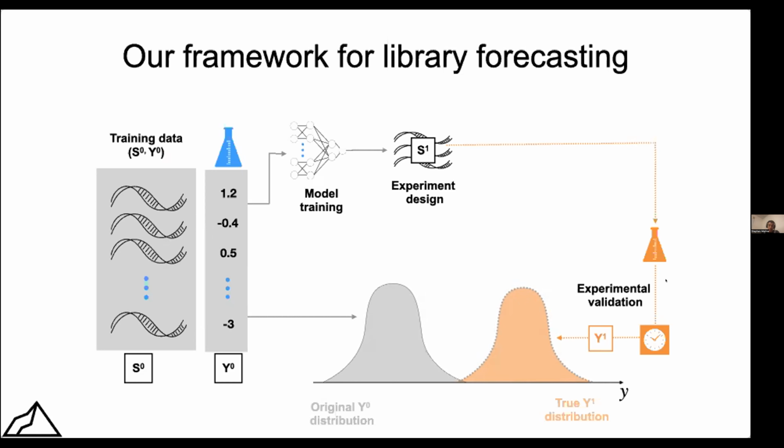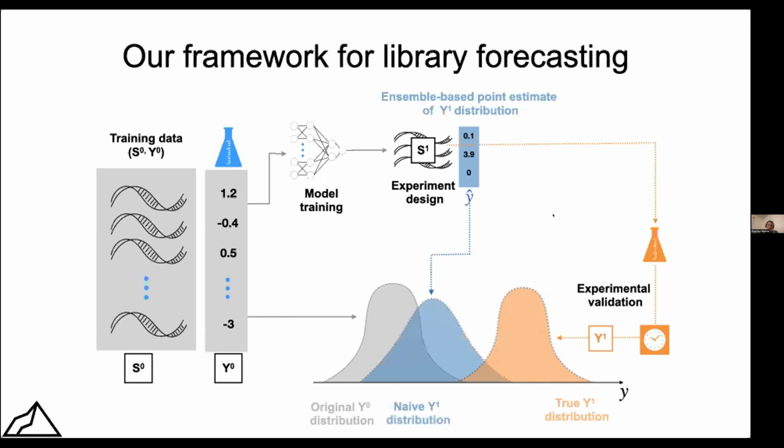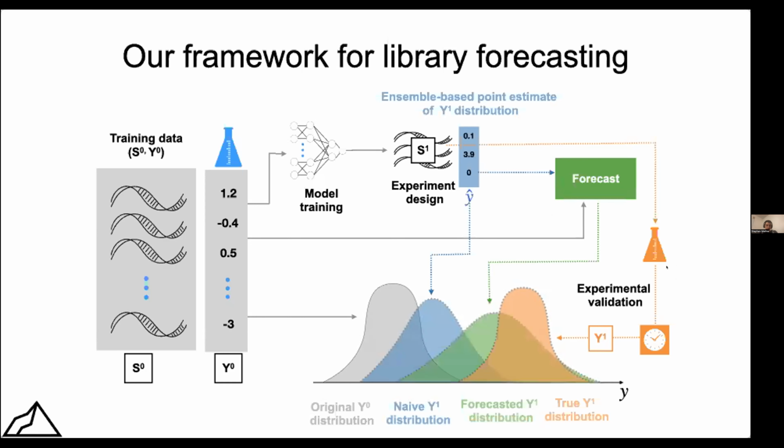The thing we want to do is predict the distribution of these measurements before we get the result back. The naive way to do this would be to take point estimates out of our ensemble models, if we have them, or just regular models, to estimate the predicted distribution of our library. But this has a number of problems, which is what we're going to be talking about today. Our forecasting approach uses a number of techniques and improvements to come up with a more accurate estimate.